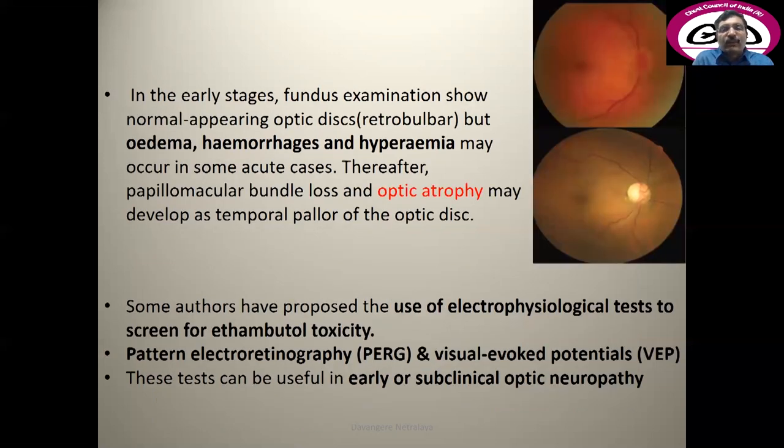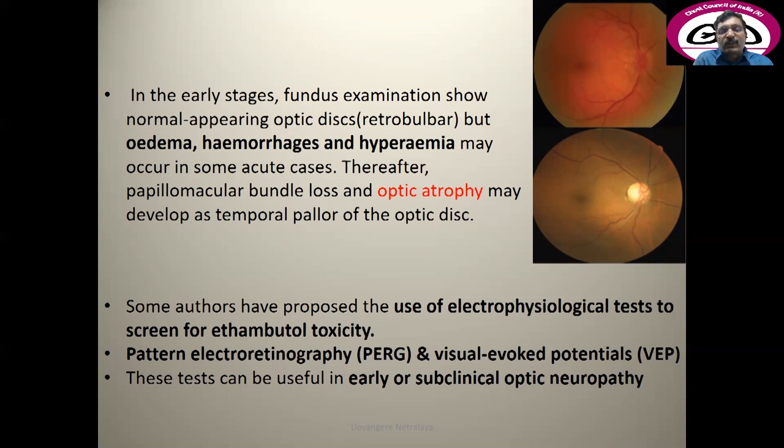On retinal examination or fundus examination, in some of the patients initially, due to retrobulbar involvement, the optic nerve examination or the fundus examination could be absolutely normal. But in some acute cases, you tend to see disc edema, hemorrhages around the disc, and hyperemia. In the chronic stages of ethambutol toxicity, this edema progresses to either partial or total optic atrophy, resulting in pallor of the disc, which could be a complete pallor or just a temporal pallor of the optic disc.